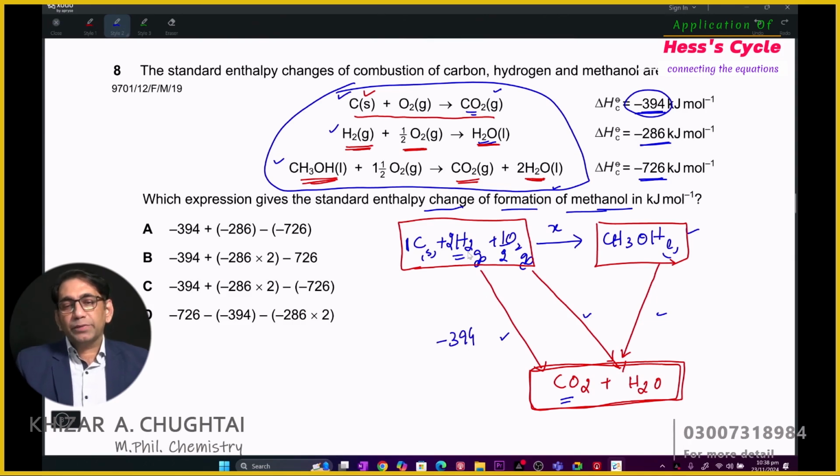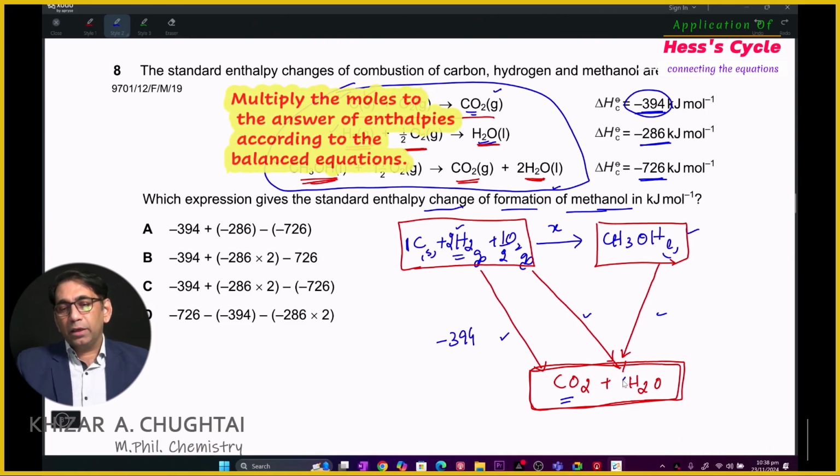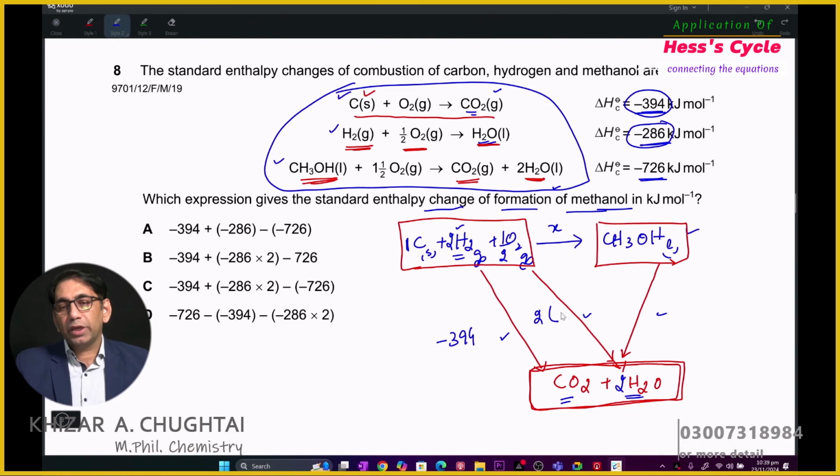Now come to the next one. Here I'm going to combust 2 mole of hydrogen for the sake of balancing. So there will be 2 mole of H2O, and so double the value for hydrogen will be there. So if I'm going to combust 2 mole of hydrogen, the answer will be 2 into minus 286. And I'm using methanol, 1 mole of methanol. Here I'm also using 1 mole of methanol, and I'm going to combust it.